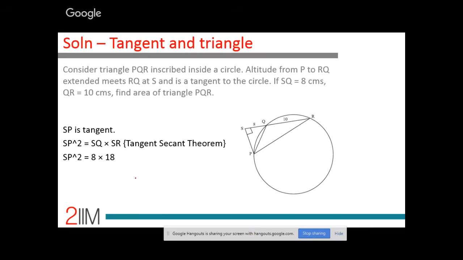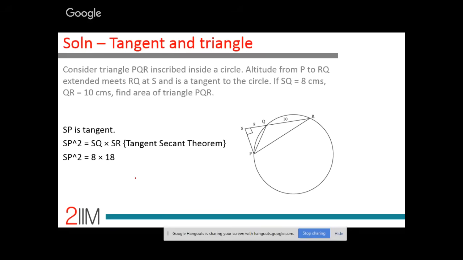We'll discuss this one wonderful question. So you have a triangle PQR inscribed inside a circle. Altitude from P to RQ extended meets RQ at S. So S lies outside of RQ. It does not lie on RQ. It lies on RQ extended. We know PQR is an obtuse angle triangle, and RQ extended to S, and PS is perpendicular to RS. And so we're drawing an altitude from P to RQ. The foot of the altitude cannot lie on RQ. It can lie only on extension of RQ, which happens to be this point S.